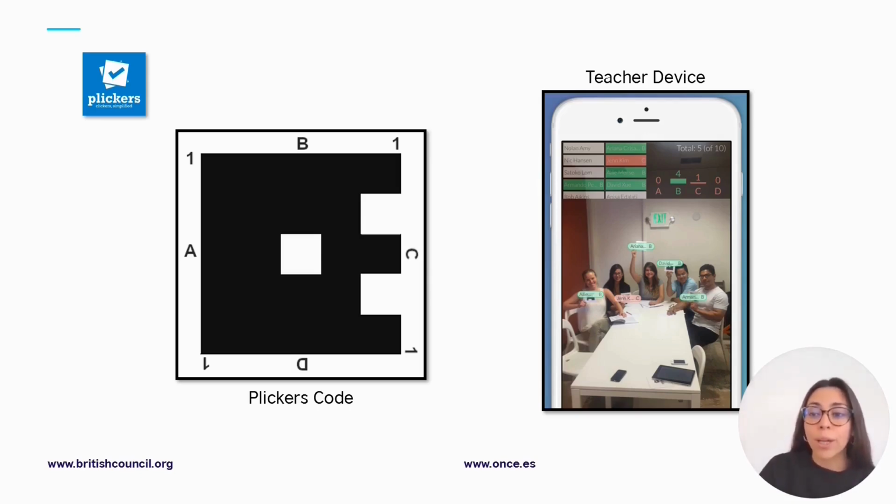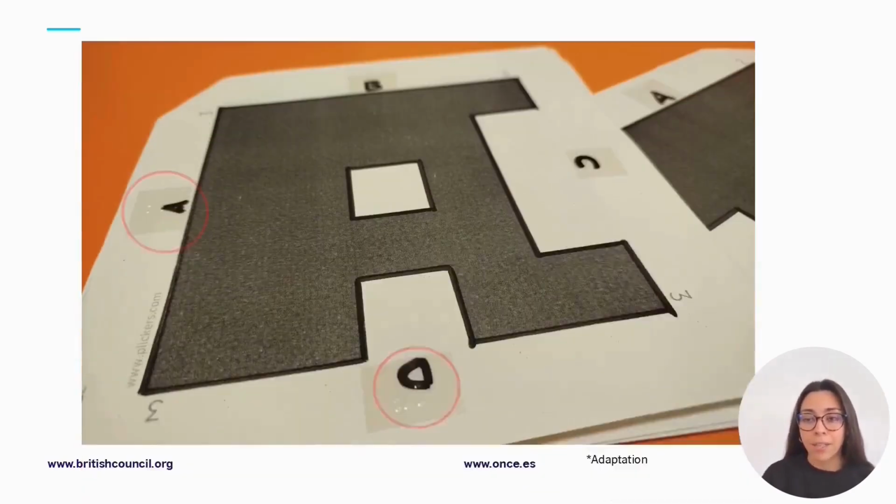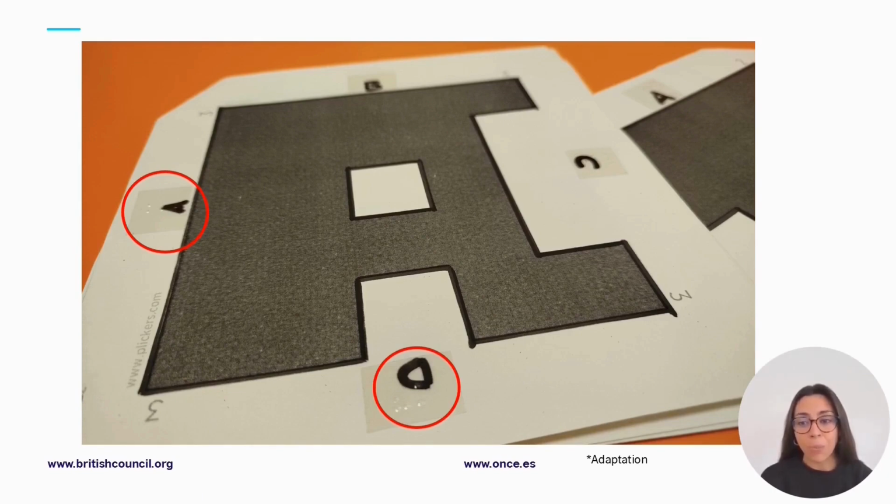How can we make our code accessible? Here you have an example. As you can see, the shape and the letters are highlighted with black marker. The letters are labeled in Braille too, and the corner is cut to identify the initial position so they can turn the code.